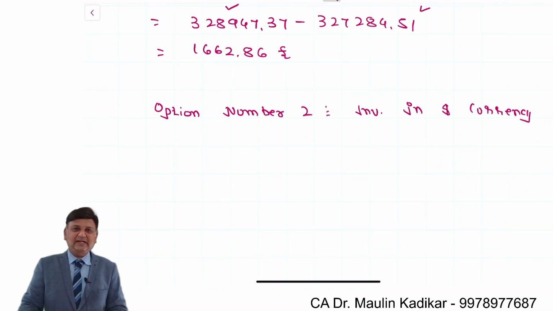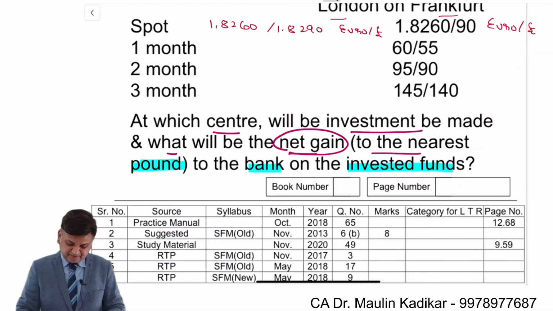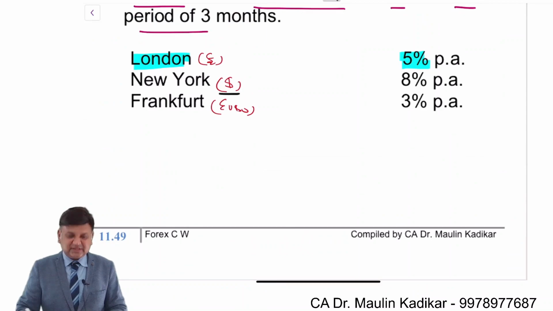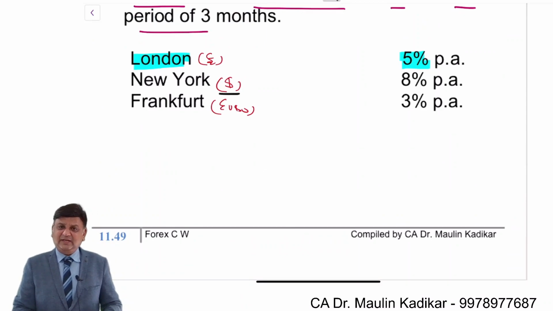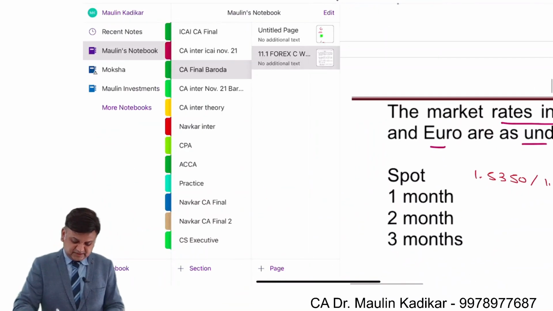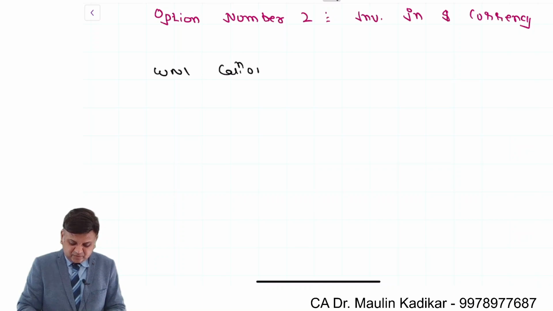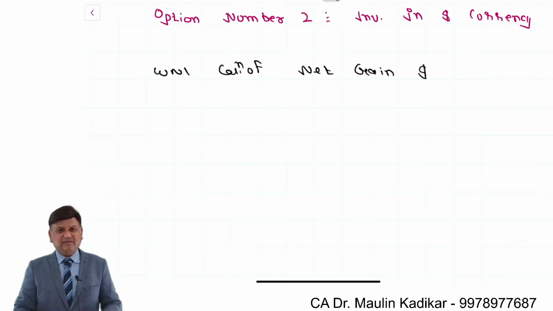Now friends, we understand that we have borrowed in dollar currency at the rate of 4%. Now if we borrow in dollar and also invest in dollar, then in that case the net gain can be calculated easily. Okay, so we understand like this. Working note number 1, calculation of net gain first of all in dollar currency, then I'll convert it into pound currency.